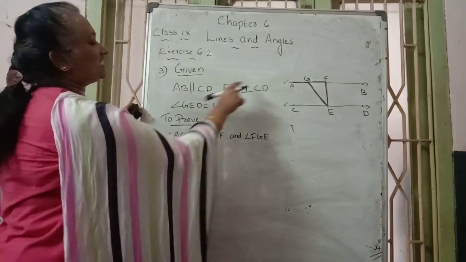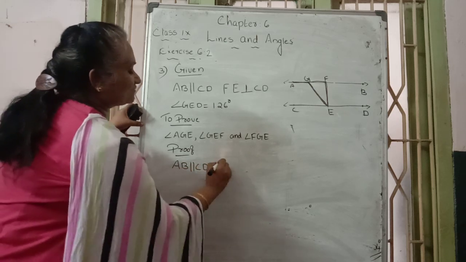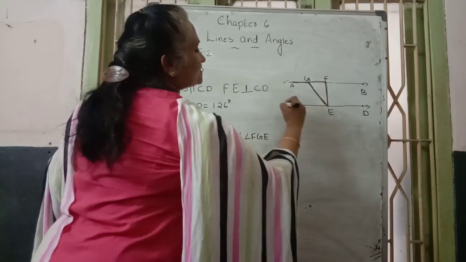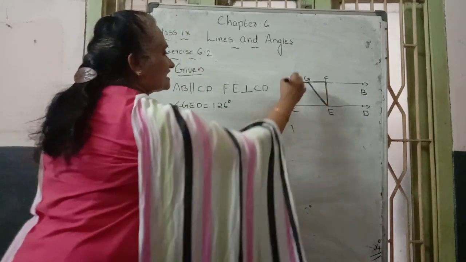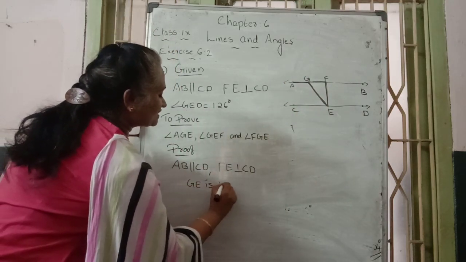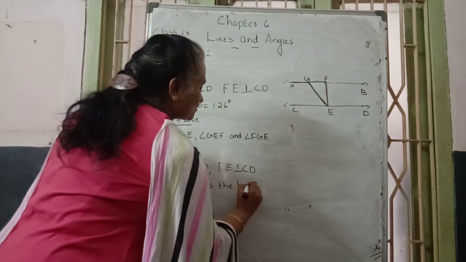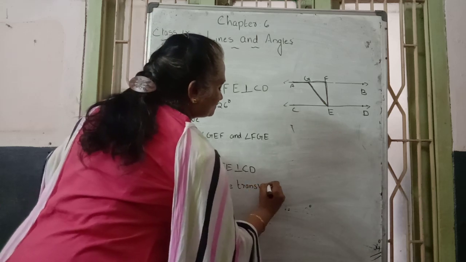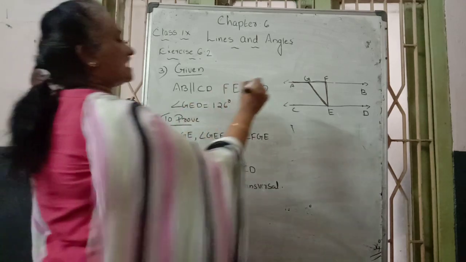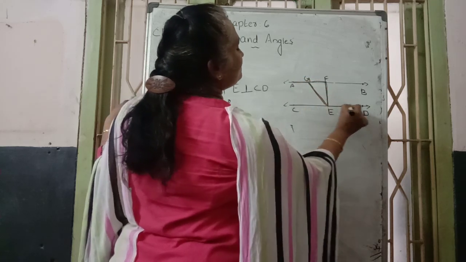How to prove? Start with the given information. AB line is parallel to CD, and FE is perpendicular to CD line. GE is the transversal line, cutting the parallel lines. A transversal line makes which angle? Alternate angle. Which is our alternate angle? Alternate means they make a Z shape.